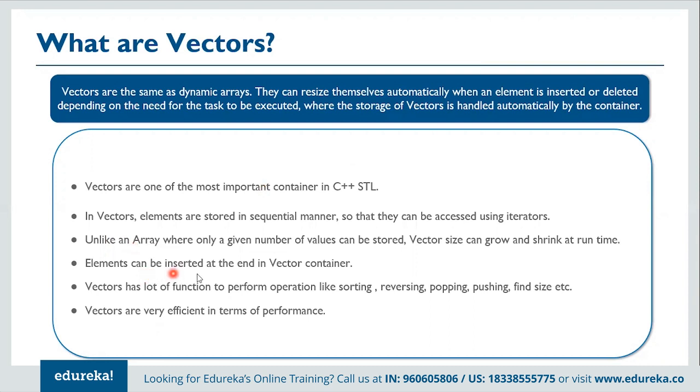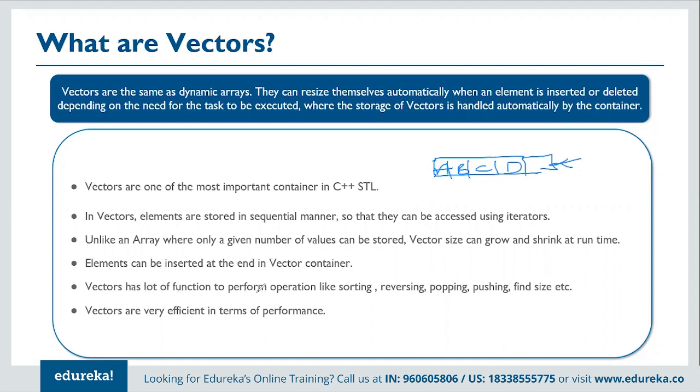Now, an element can be inserted at the end of a vector container. So taking the original example which I had just explained to you, in case this was a vector for you and you have element A here, B here, C here, D here, you can add more elements at the end of this particular vector. So elements can be inserted at the end of a vector container.